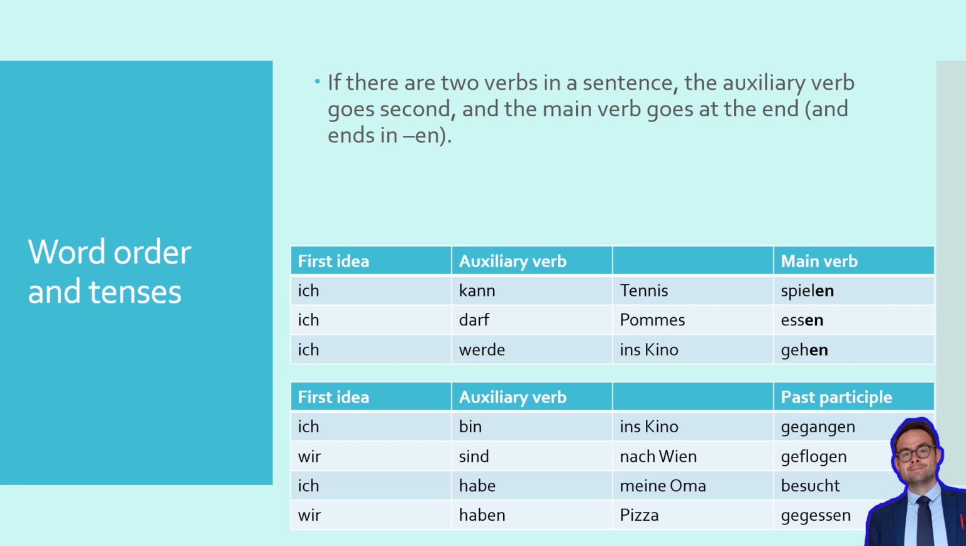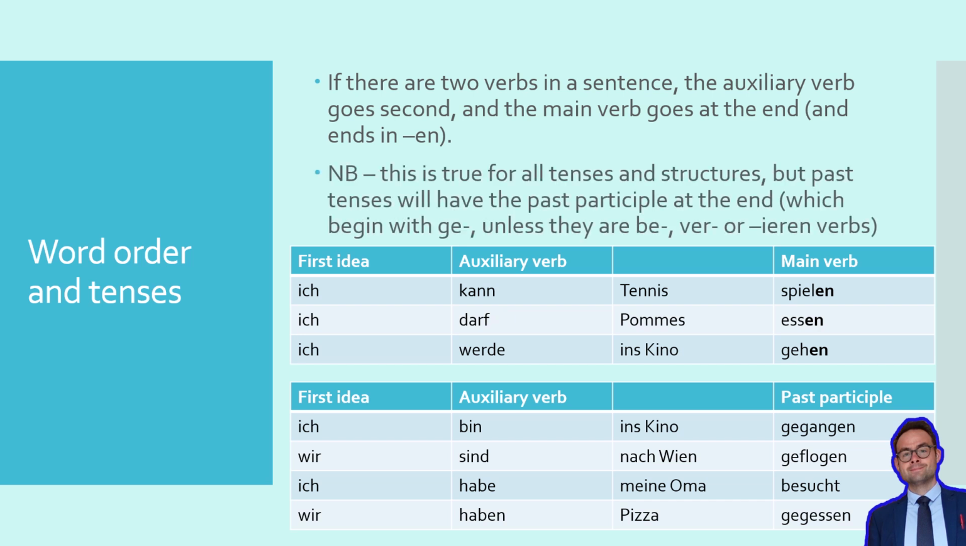But with the past tense, the past participle is used, which usually starts with GE. So ich bin ins Kino gegangen. Wir sind nach Wien geflogen. Ich habe meine Oma besucht. Wir haben Pizza gegessen. So the past participle, there are 3 occasions where it's not going to start with GE.